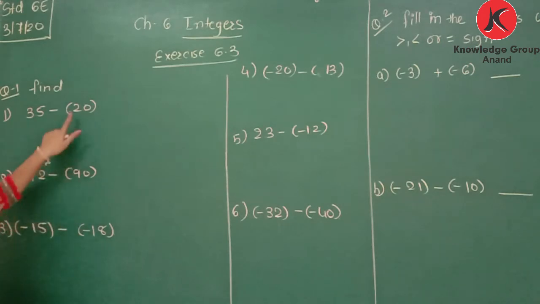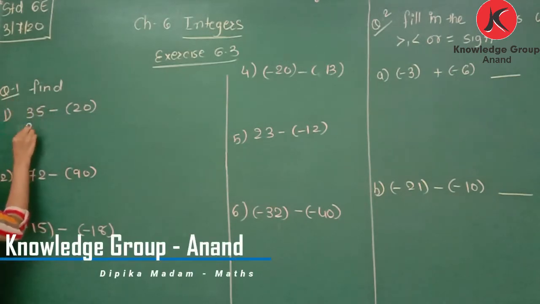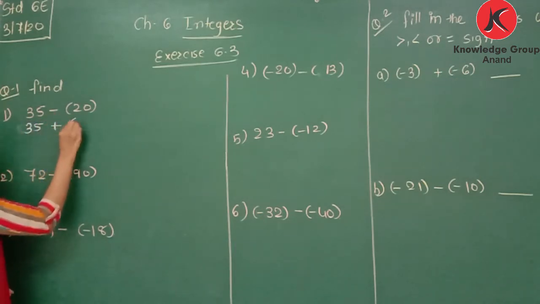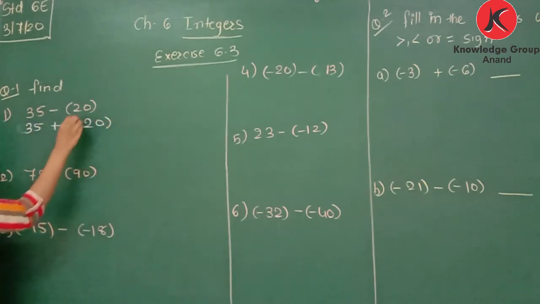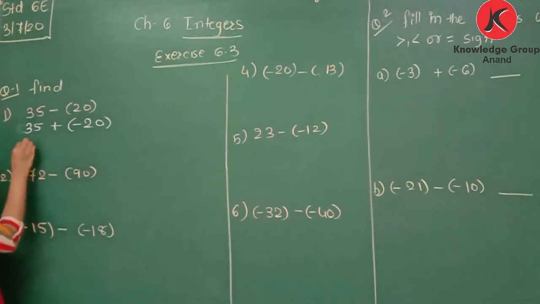35 minus 20. So we need to convert the subtraction example into addition. 35 as it is, convert this into addition by writing the inverse of 20. Plus 20 is given, inverse of 20 is minus 20. Now one number is positive, one number is negative. Subtraction of numbers, 35 minus 20, that is 15.